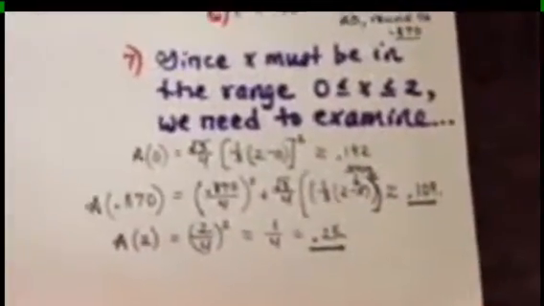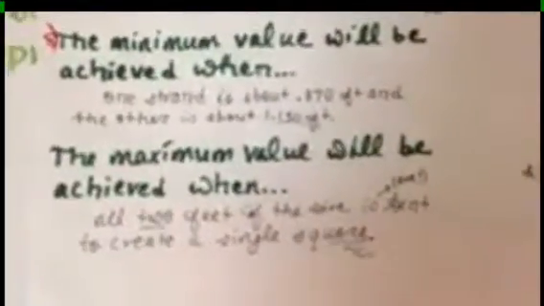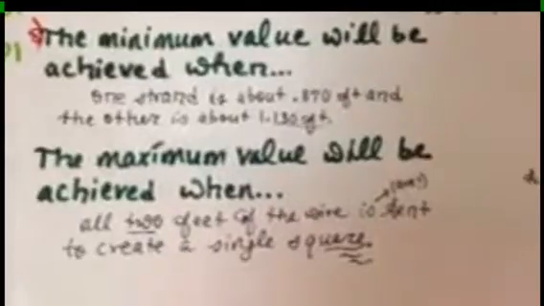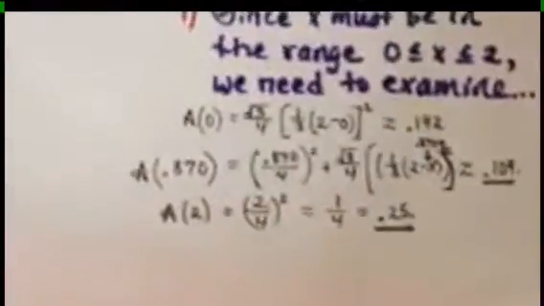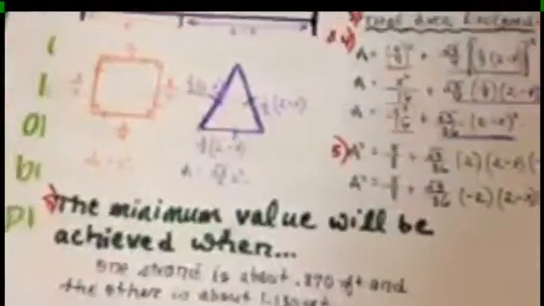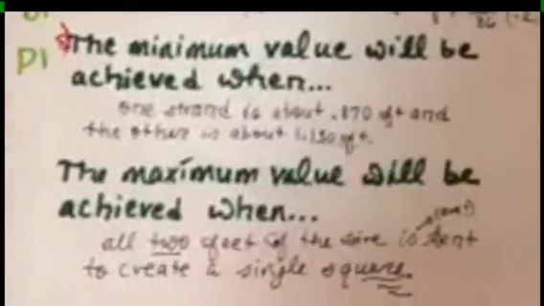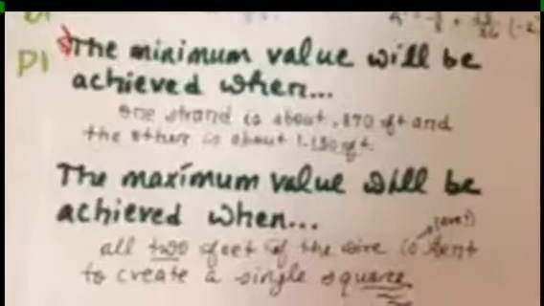You have to define the, you could also, and the minimum value would end up being 0.109, but that's not what the question asked. You could put that down, I guess. The maximum value will be achieved also when all 2 feet of the wire are bent to create a single square, which is what we did. If you plug it back into the original equation, you'll see that none of the wire is used for the triangle. Awesome.